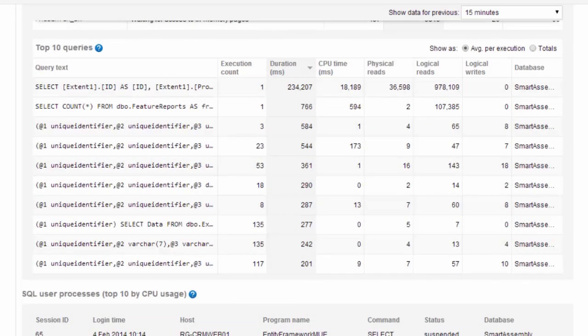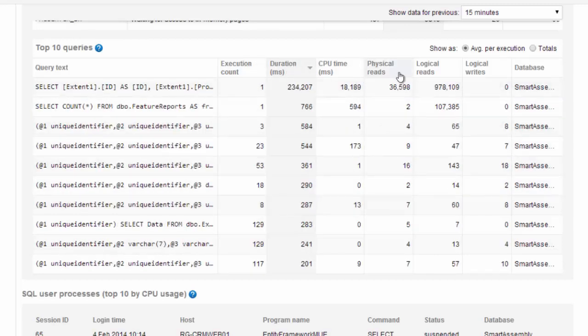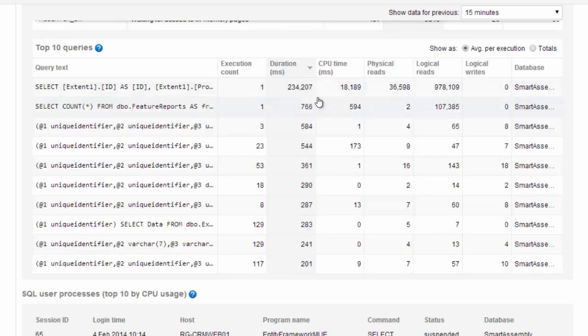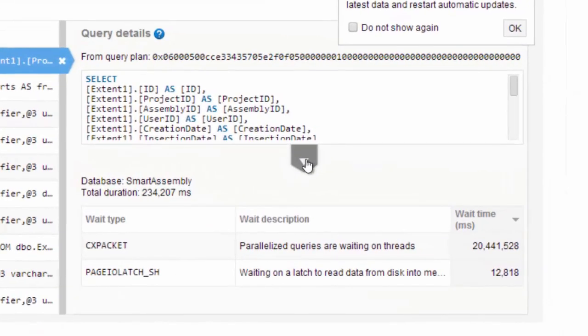Now, we've had this before, and you can sort the queries by execution count, by duration. You can take a look at them by physical reads, logical reads, all that fun stuff. We're just going to sort by duration, and we see that there's one query that's quite outstanding. Now, it's in a particular database, SmartAssembly. We click on that, and we can see the query, and we can see the waits that are occurring on that query. So it's got a series of CXPACKET waits and PAGEIOLATCH waits.